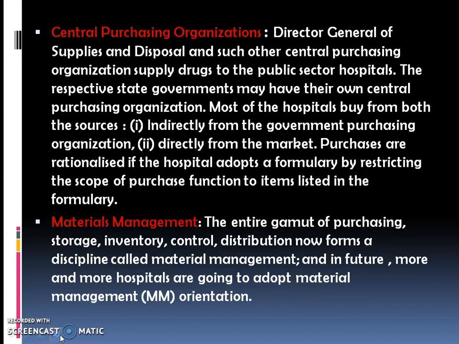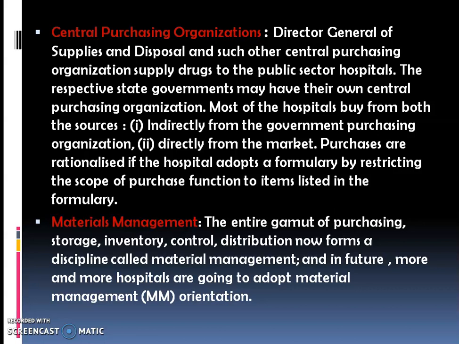Then the central purchasing organization. The Director General of Supplies and Disposals and other such central purchasing organizations supply drugs to public sector hospitals. The respective state governments may have their own central purchasing organization. Most of the hospitals buy from both sources, indirectly from the government purchasing organization or directly from the market.